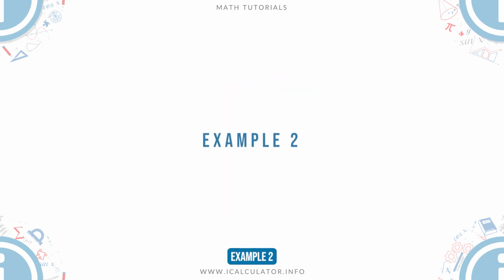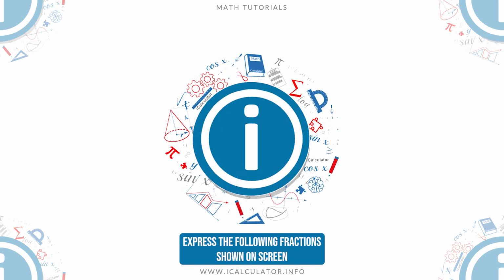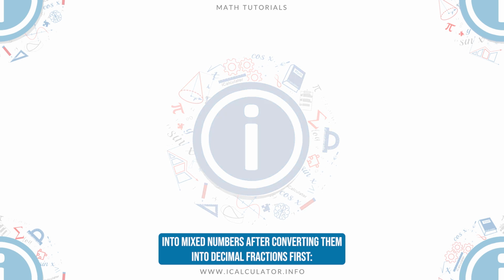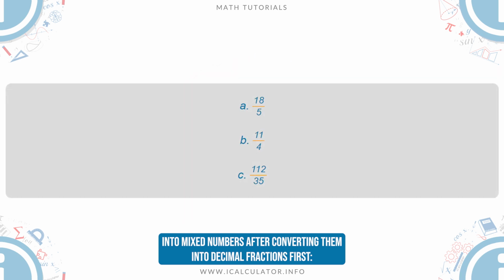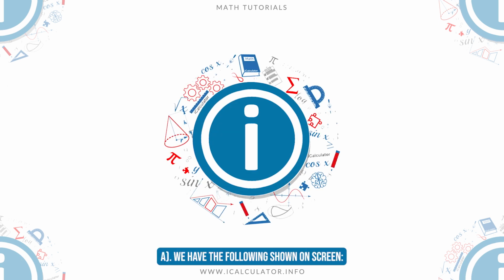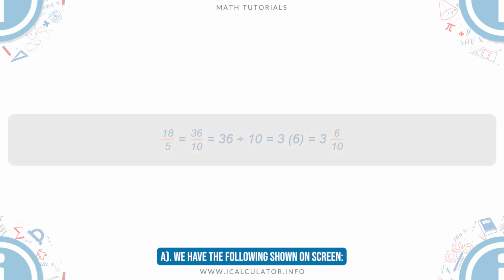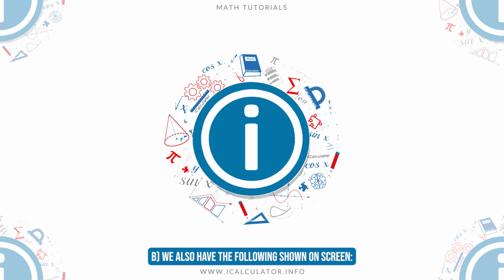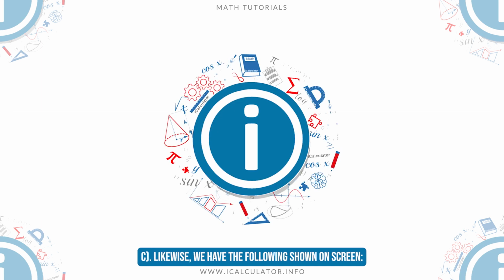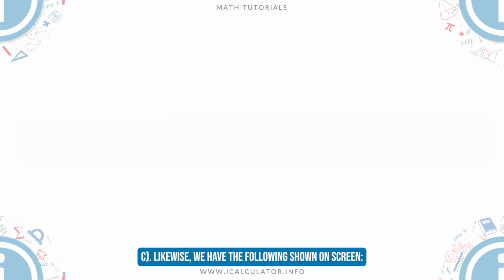Example 2. Express the following fractions shown on screen into mixed numbers after converting them into decimal fractions first. Solution 2. A. We have the following shown on screen. B. We also have the following shown on screen. C. Likewise, we have the following shown on screen.